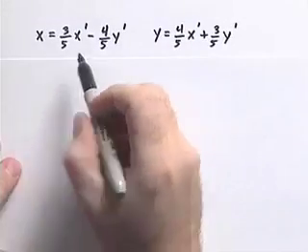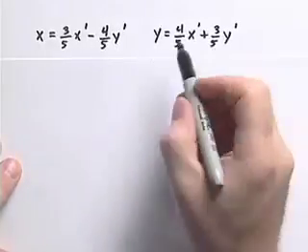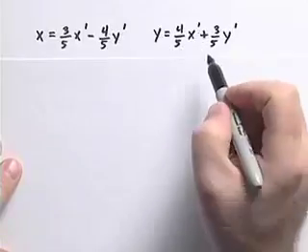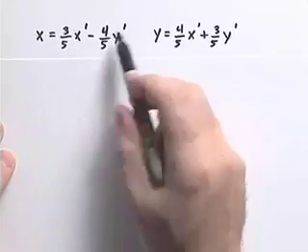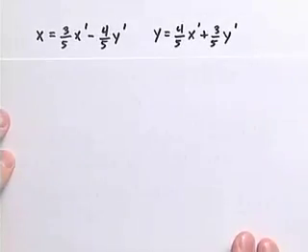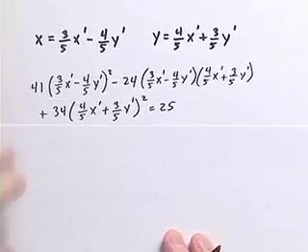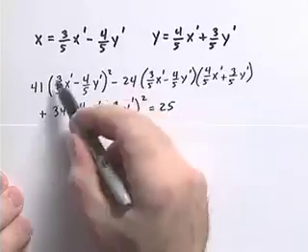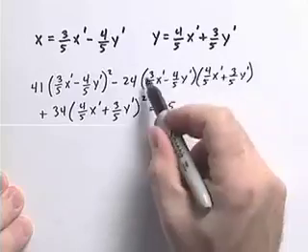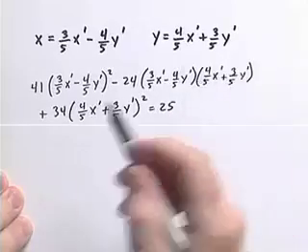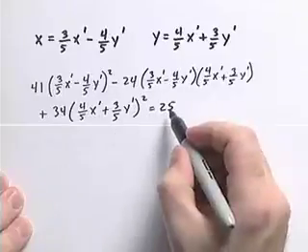We'll get now that x is equal to 3/5 x prime minus 4/5 y prime. y is equal to 4/5 x prime plus 3/5 y prime. If we go ahead and substitute these expressions into our original equation, you'll get 41 times our new value for x, squared, minus 24 times our value for x times our value for y, plus 34 times our value for y squared, and that's going to equal 25.